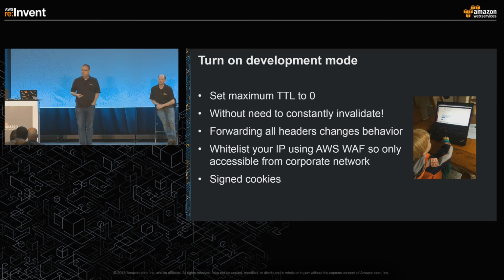Also without having to wait for invalidations to apply. The second is it also lets you not have to change forwarding headers. So you can do this all with the forward header behavior that you're going to use for your live site. You can also whitelist your IP address using AWS WAF so that an application is only accessible via your internal network. And then finally, you can use signed cookies to use our private content feature, again, to further restrict access, so it's only valid for a certain period of time.